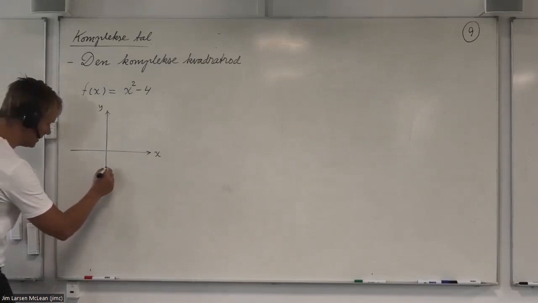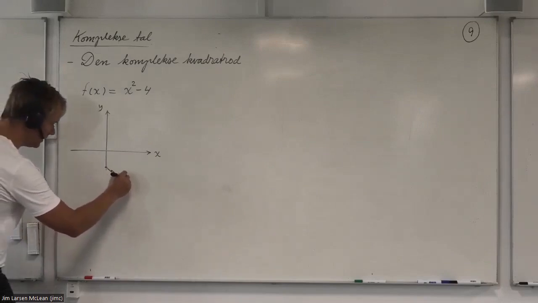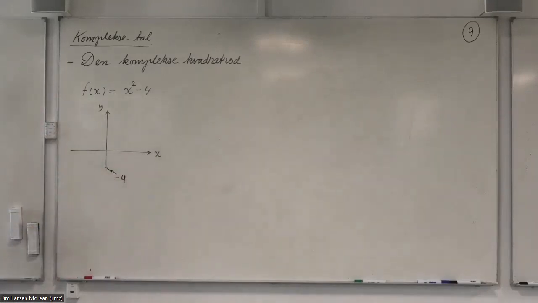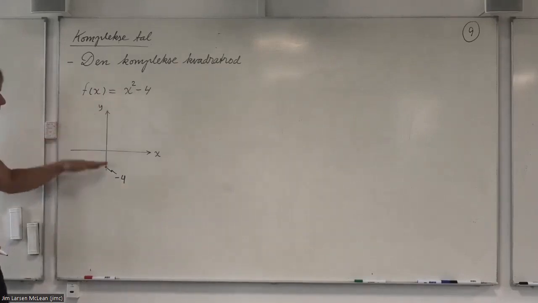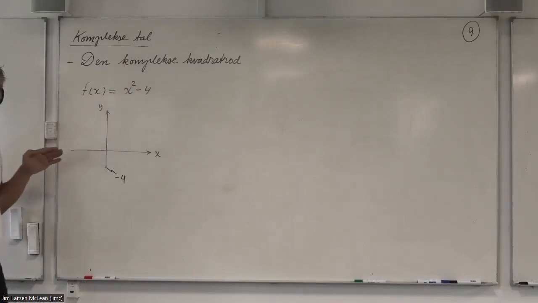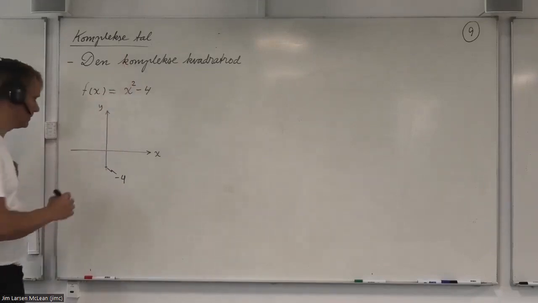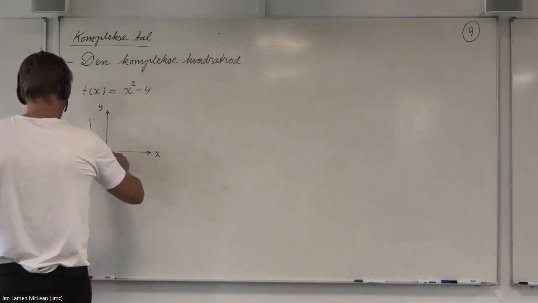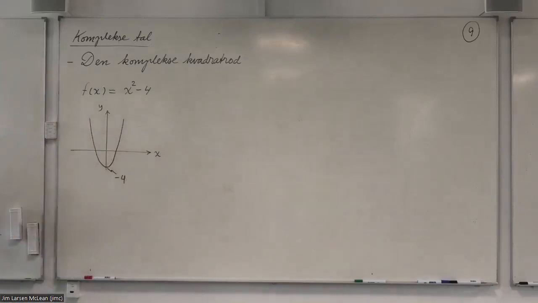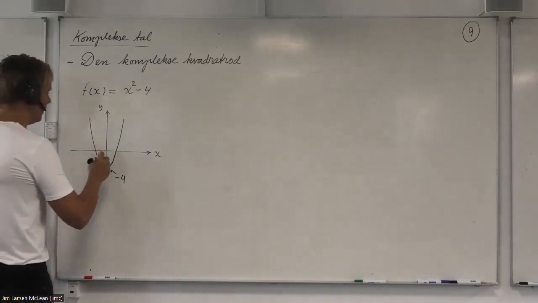So let's say it's close here. It should be -4, that's there. And then we can gradually see as x now grows, f of x will also grow. And it grows quadratically, and it becomes a parabola. So the graph is going to look like this. Imagine it's drawn a little neater than I have drawn it.